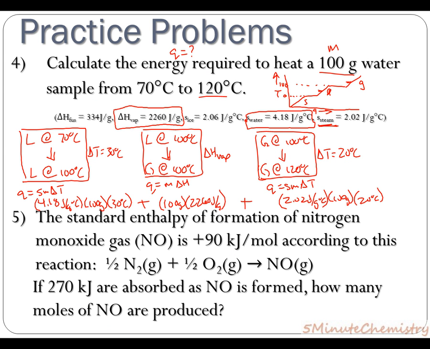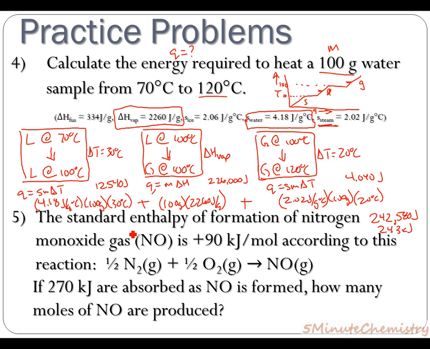When we do the math, we find that this value is 12,540 joules. This value is 226,000 joules. And this value is 4,040 joules. So adding these three values up, we find there are 242,580 joules of energy, or 243 kilojoules if we want to round that.